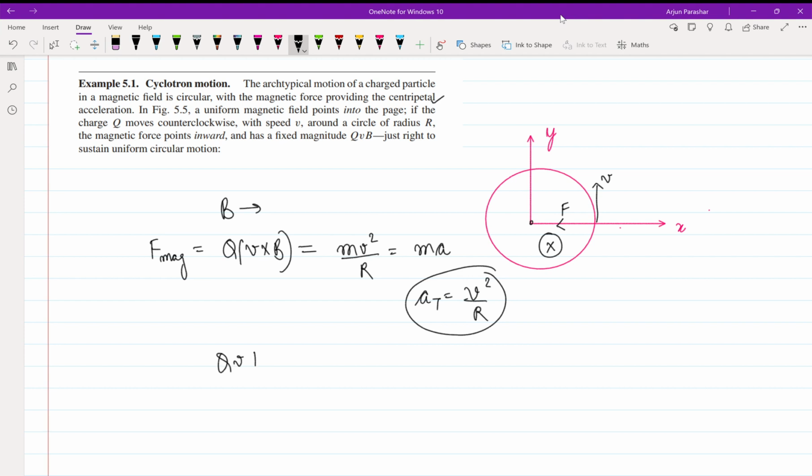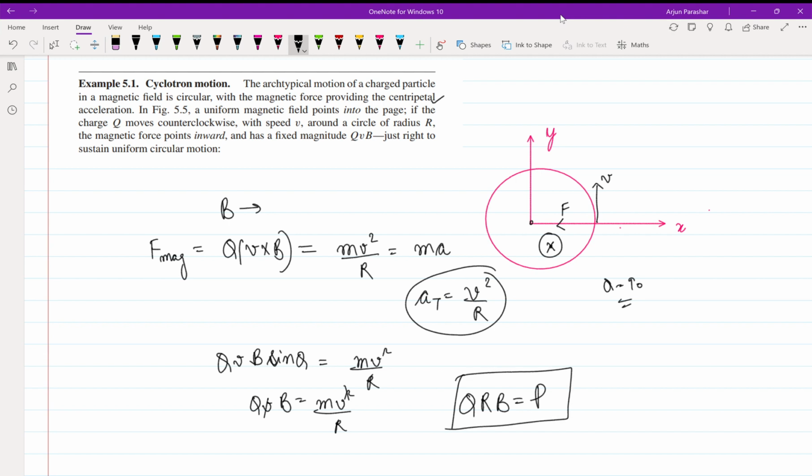So qv cross B, and v cross B is vB sine theta. The angle between the magnetic field and the velocity is 90 degrees here, because B is into the page or the screen, and v is just tangential. So theta is 90 degrees. Putting 90 degrees here, we get qvB equal to mv squared by r. The v cancels out, so we get qrB is equal to p. This is the formula for cyclotron motion. If a particle is moving in a cyclotron, then we will use this formula.